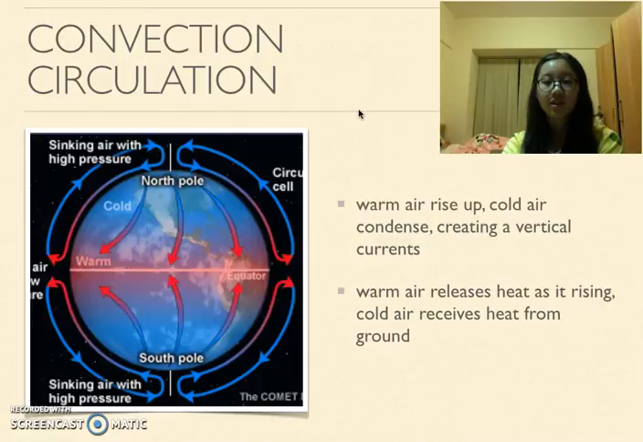Convection circulation is a vertical current where the warm air rises up and cold air condenses. Warm air releases heat as it rises. Cold air receives heat from the ground as it condenses.